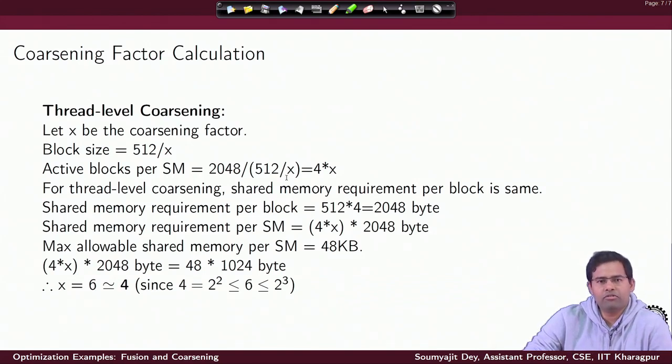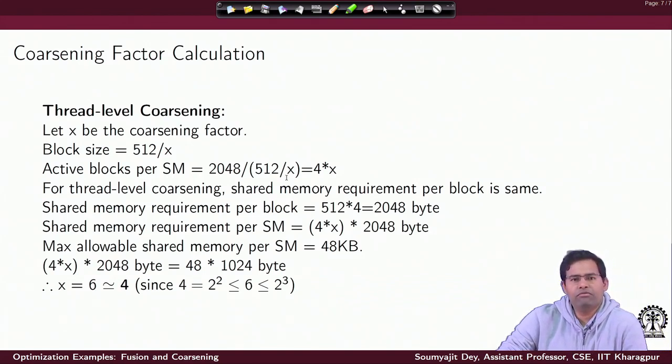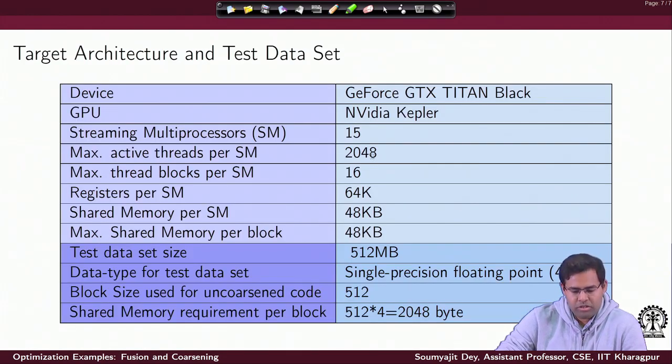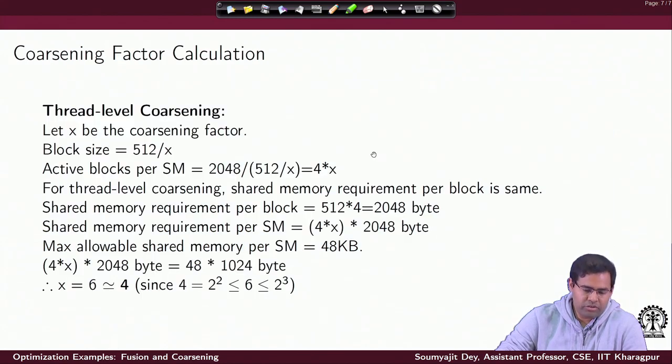With this value of 4 we are making use of shared memory such that we have the maximum possible occupancy. If we go beyond this, then with further coarsened threads, the number of threads that you can really schedule will be less than the maximum number of active threads per SM, because they will keep on requiring more shared memory, right. So this is a possible calculation that you can do for thread level coarsening.